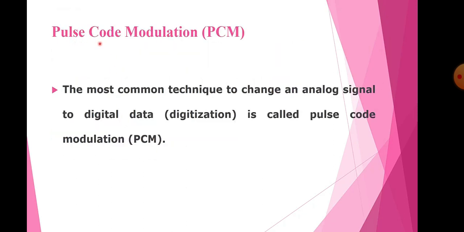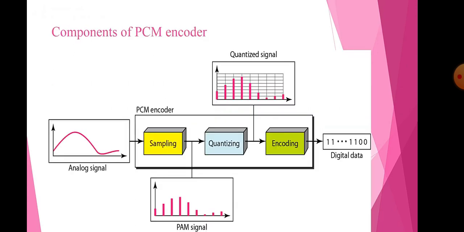First we can consider pulse code modulation or PCM, which is the most common technique which can change an analog signal into digital data. That means digitization. Components of PCM encoder. So the PCM encoder has three different processes: sampling, quantization and encoding.